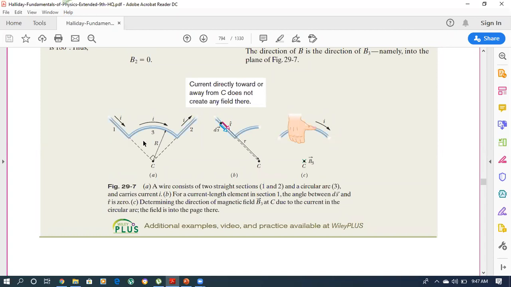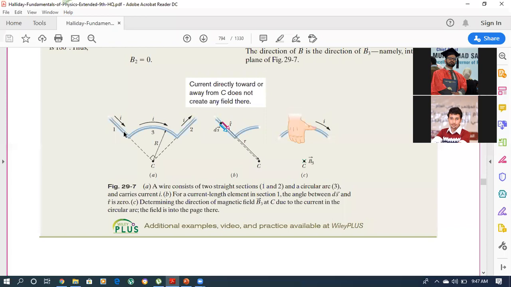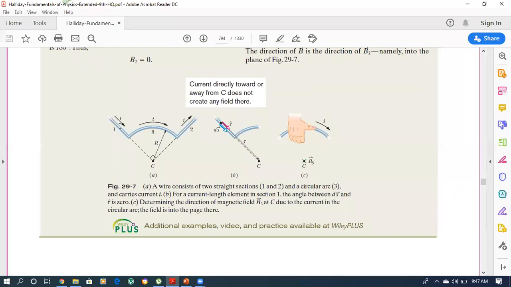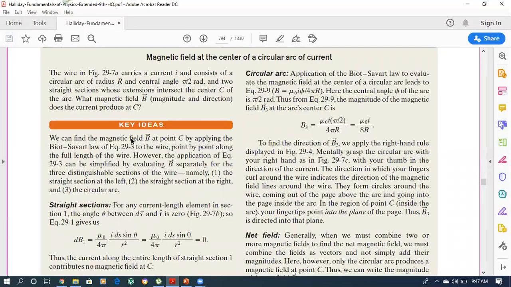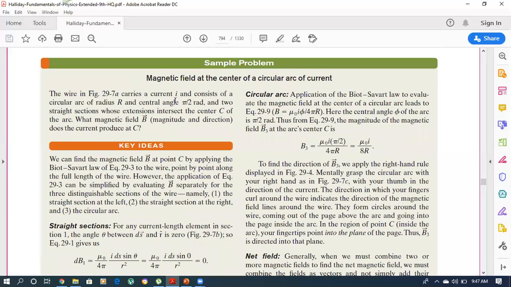There are three portions: segments 1, 2, and 3 curved. According to the problem, the wire carries the current I and consists of a circular arc of radius r and central angle pi by 2 radian, and two straight sections whose extensions intersect the center C of the arc. What is the magnetic field B? Magnitude and direction both have to be determined in this problem.